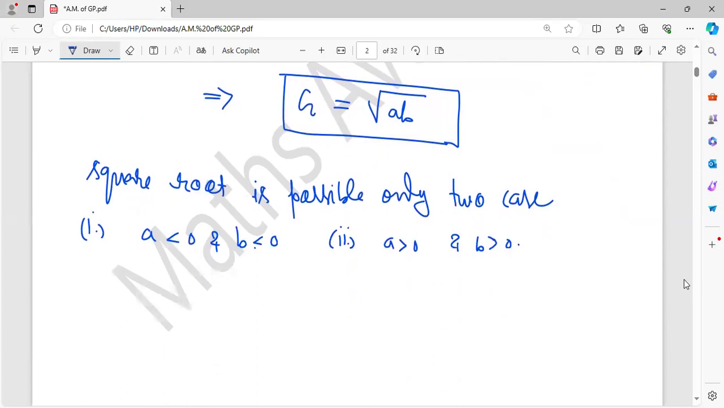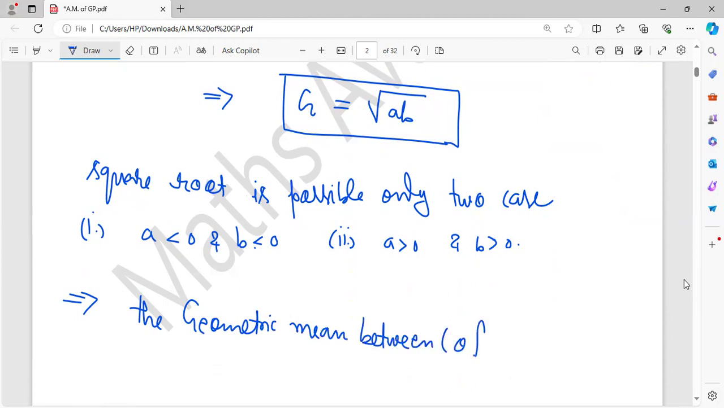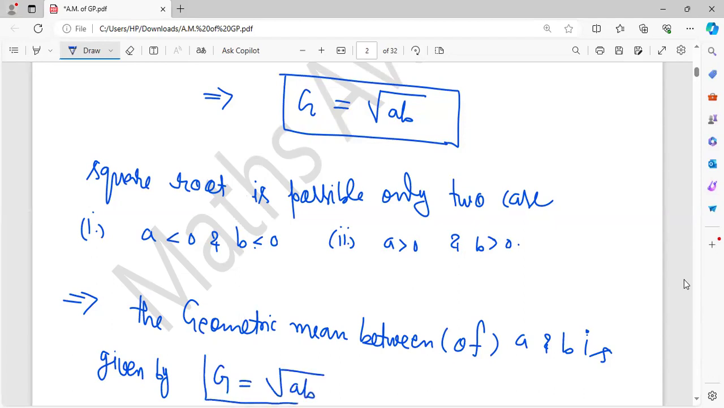So this implies the geometric mean between A and B is given by G is equal to under root AB. So this is the formula to find the geometric mean. Okay, so let's do some example on it.